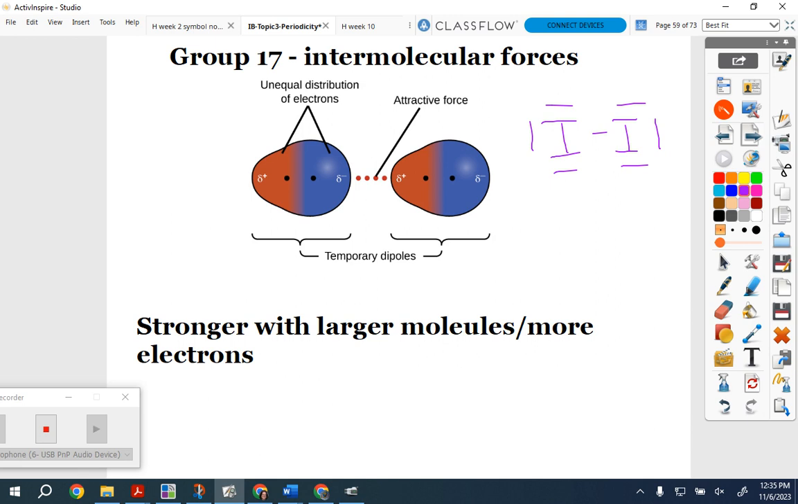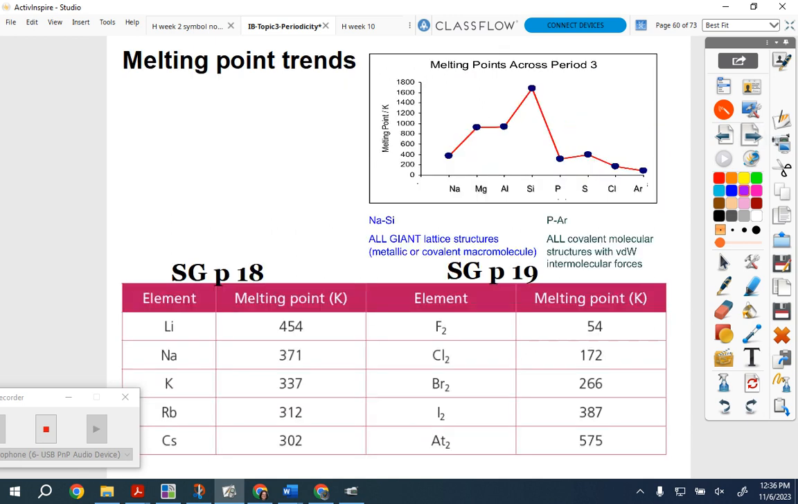If you have larger molecules with more electrons, that dispersion force, if we're talking about the London dispersion forces, gets stronger. So the bigger the molecule, the more electrons are moving around, the more chance there is of having more of them on one side than the other, and the more chance there is of it being a bigger temporary dipole. Those forces are going to be stronger. So that's why we see this trend down group 17: the larger molecules give us stronger IMFs.